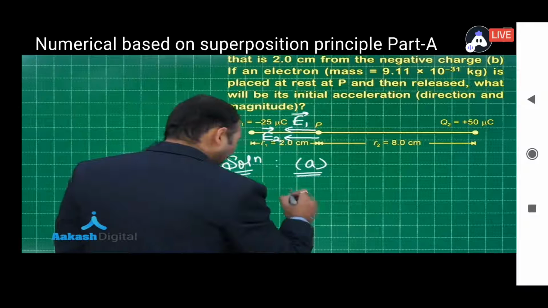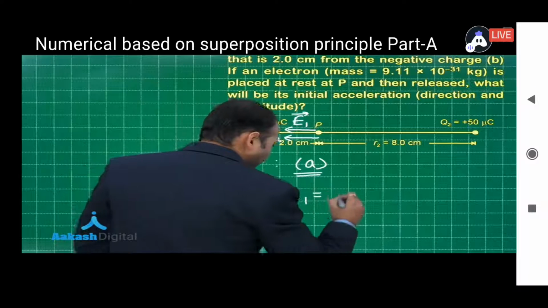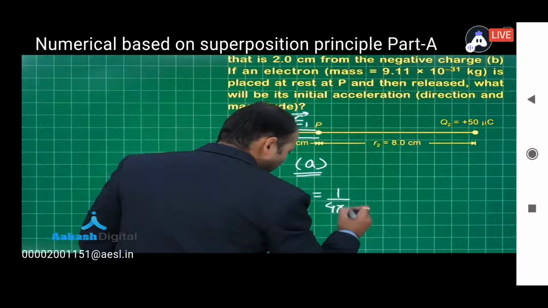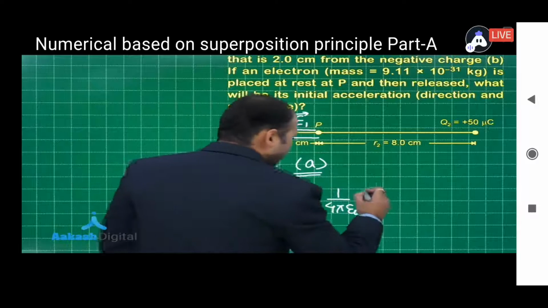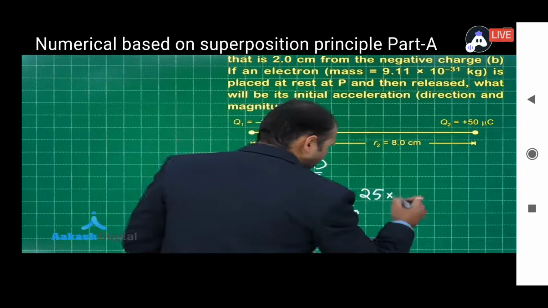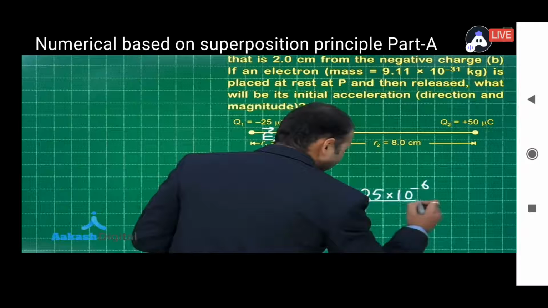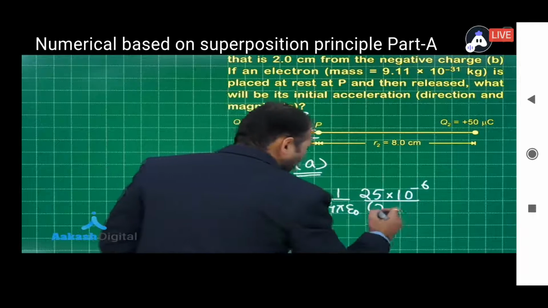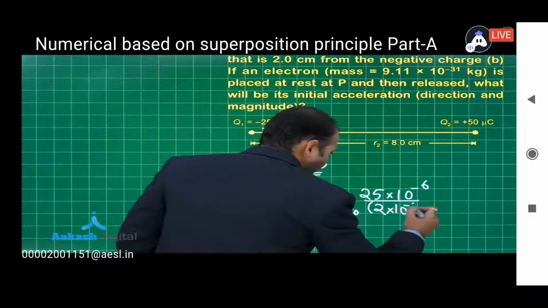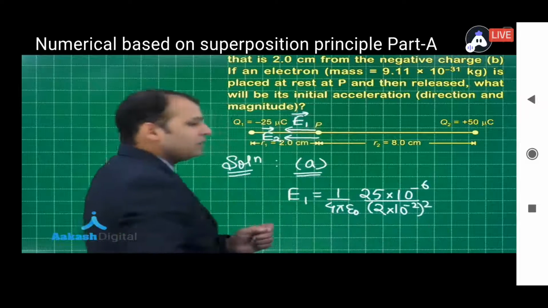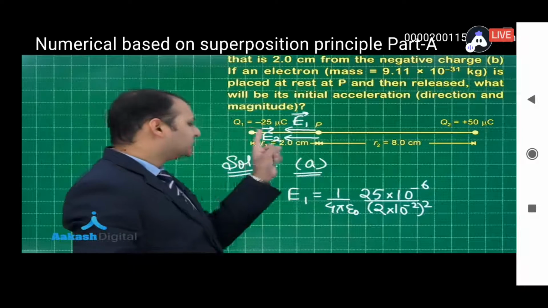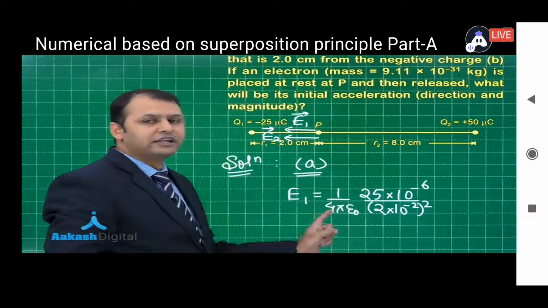So let's start with the calculation of the values. E1 by magnitude can be written as 1 upon 4 pi epsilon naught into 25 into 10 to power minus 6 divided by the distance, that is 2 into 10 to power minus 2, whole square. Remember one thing, this minus charge you will not be writing here as I am writing the magnitude only.